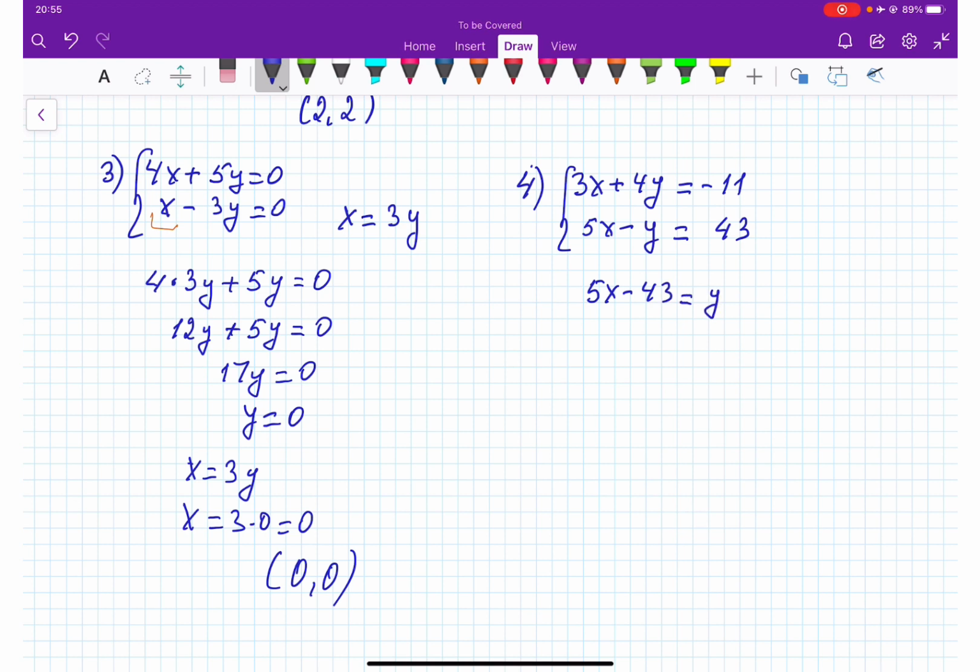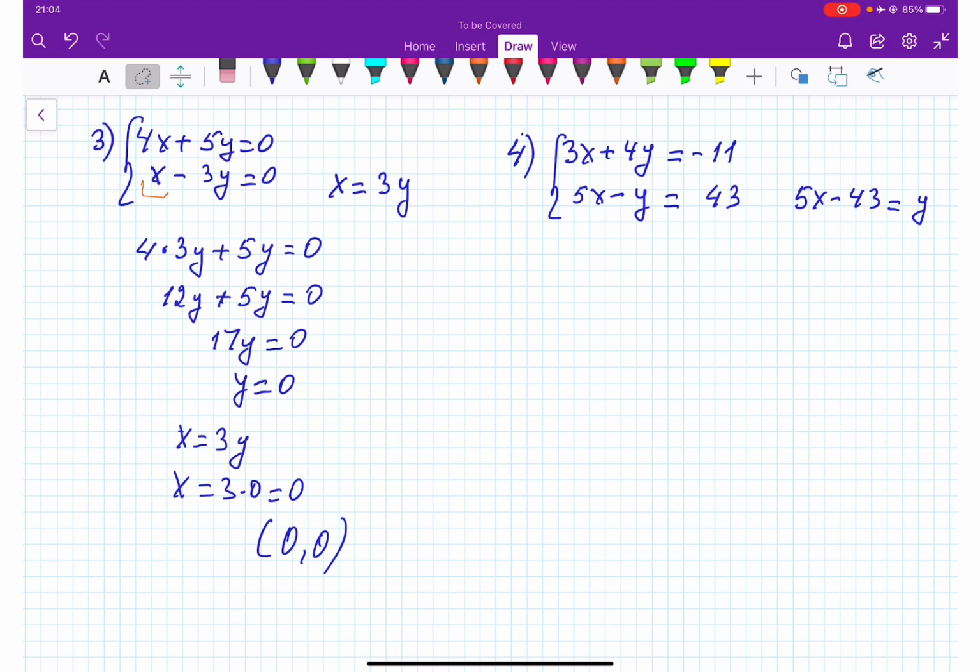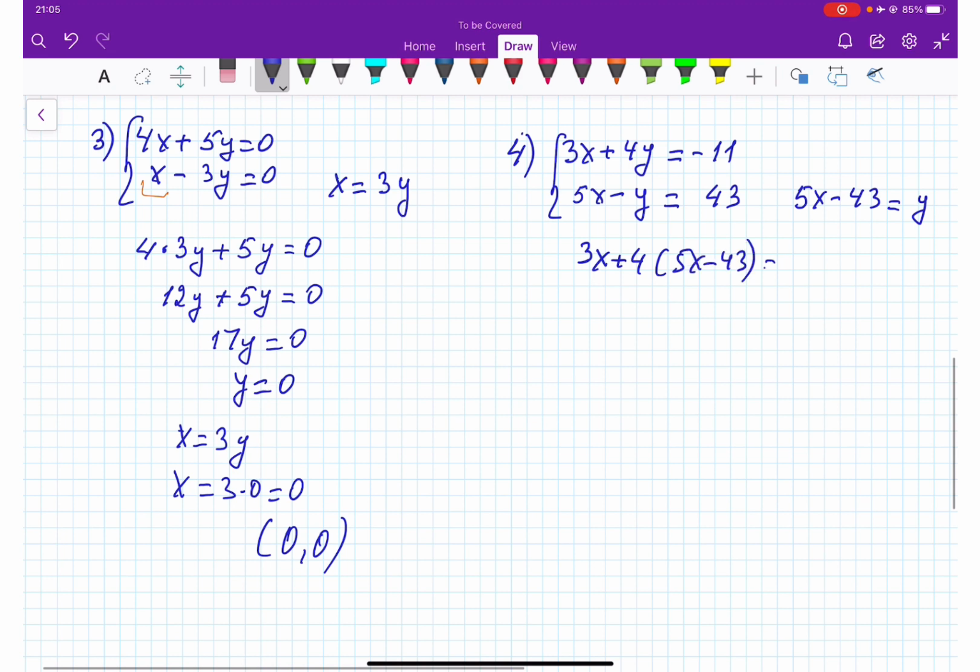Okay, let's plug the value of y in the first equation. So that is going to be, let me move this here so it will be clear. We found it from here. So 3 times x plus 4 times 5x minus 43 is equal to negative 11.